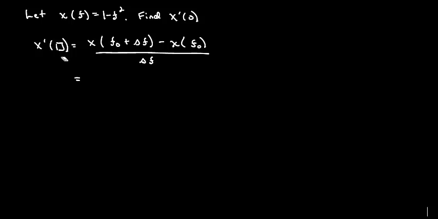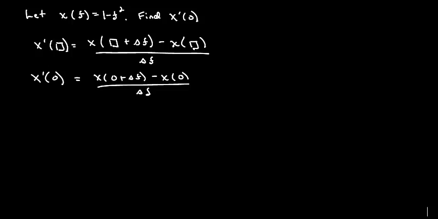Okay, and when I put this little box here, that's where these guys go. So I'm going to put a little box in here as well. Okay, so if we want x prime at 0, we need x of 0 plus a change in f minus x at 0 all over a small change in f, small change in the variable f.